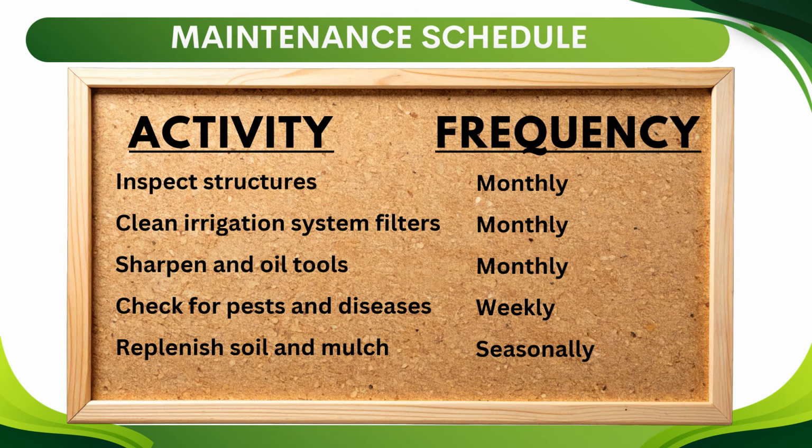Here is an example of activity and frequency of different maintenance schedule. Inspect structures, monthly. Clean irrigation system filters, monthly. Sharpen and oil tools, monthly. Check for pests and diseases, weekly. Replenish soil and mulch, seasonally.